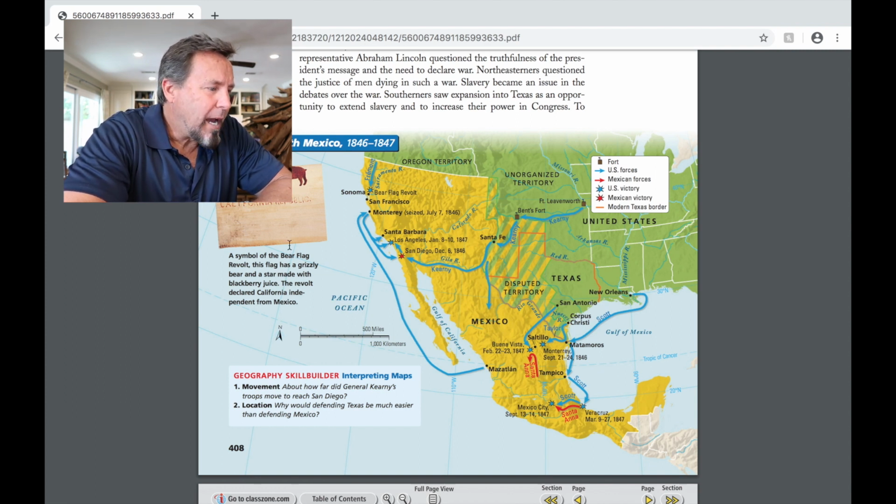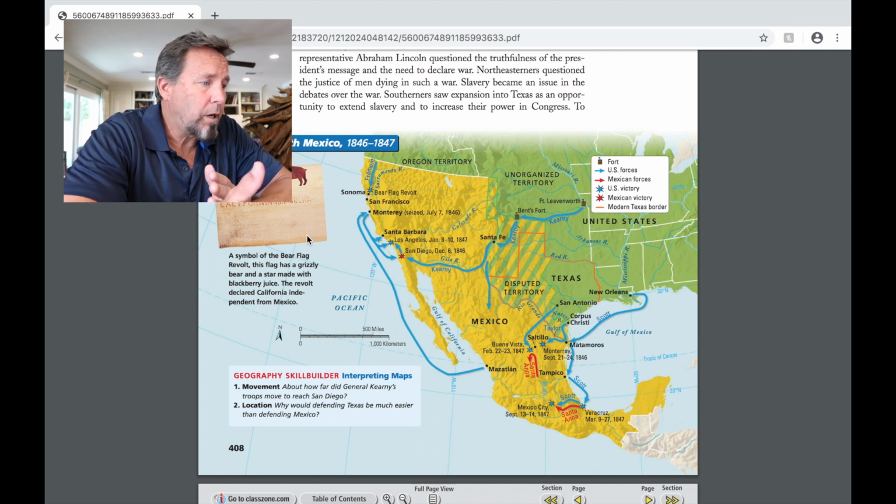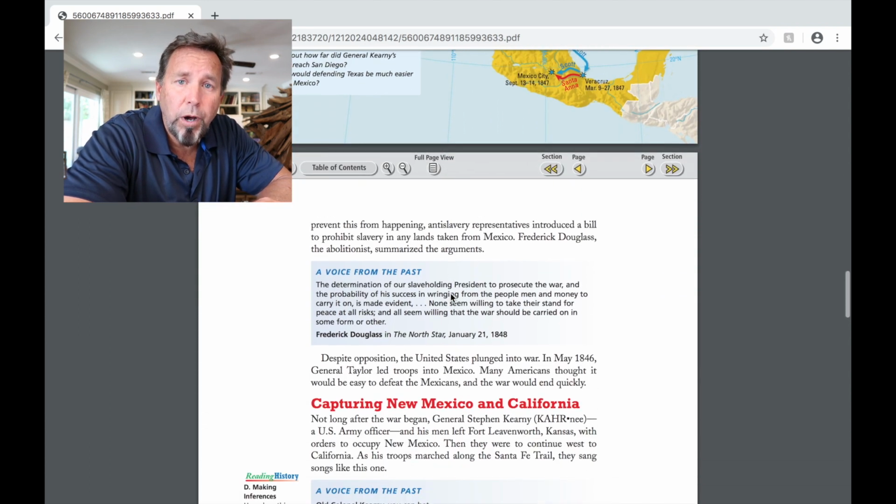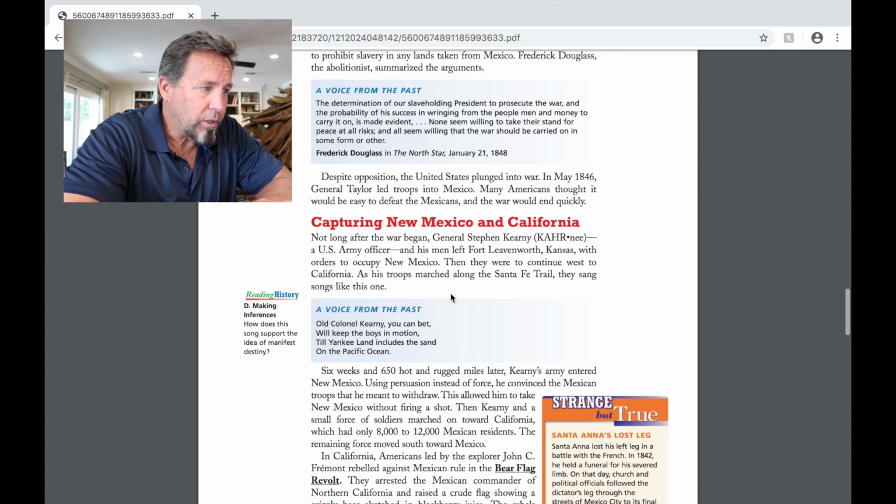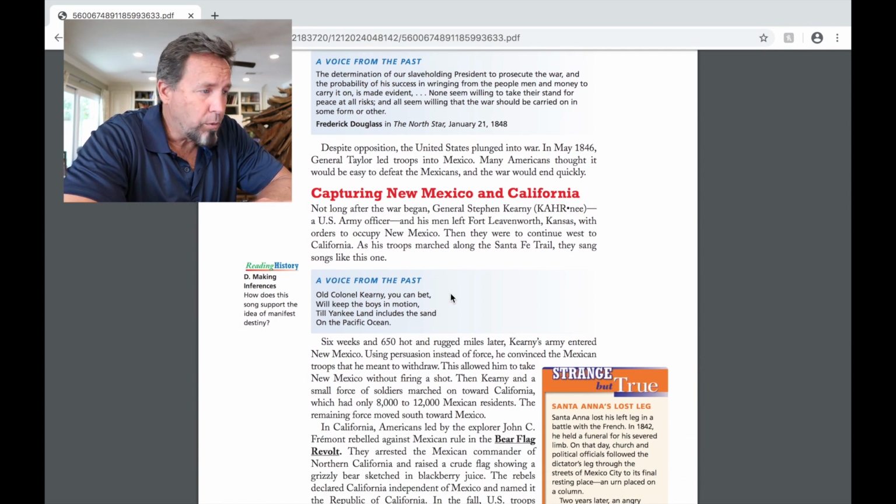So remember with this map, if you go on to page 409, it has a voice from the past showing that some people really saw this as a war to expand slavery. We haven't talked much about Frederick Douglass. He's going to be in the next chapter that we study. But Frederick Douglass was a free African American who had been a slave and escaped from slavery and becomes probably the most famous black American of his time as an abolitionist. To be an abolitionist meant that you wanted to abolish slavery, and Frederick Douglass, being an escaped slave, was one of the most vocal supporters of abolishing slavery.